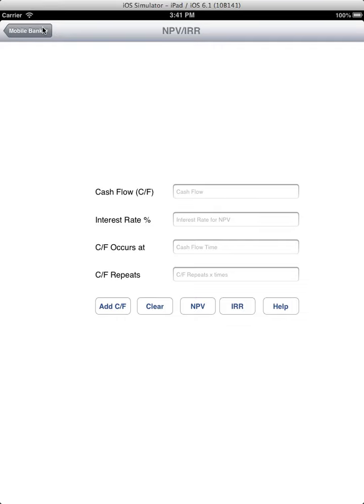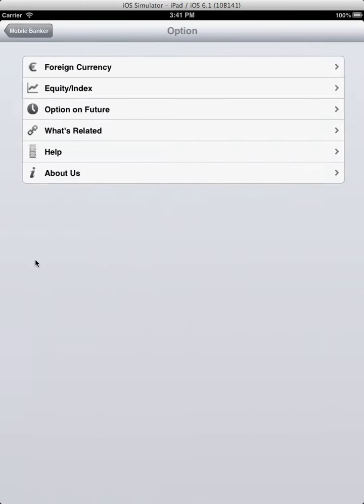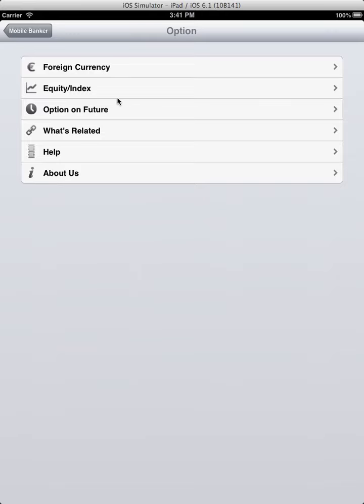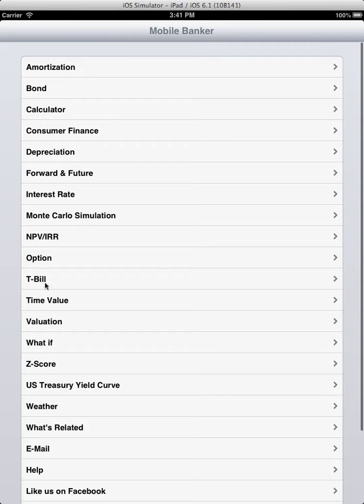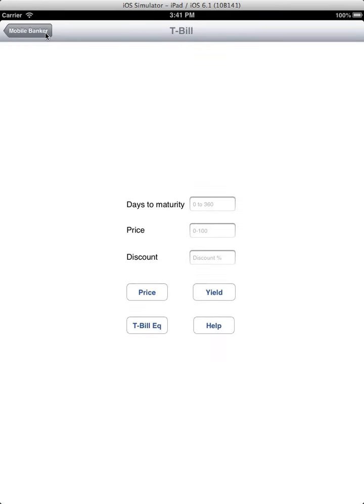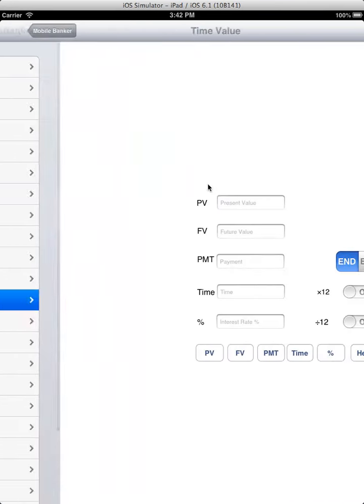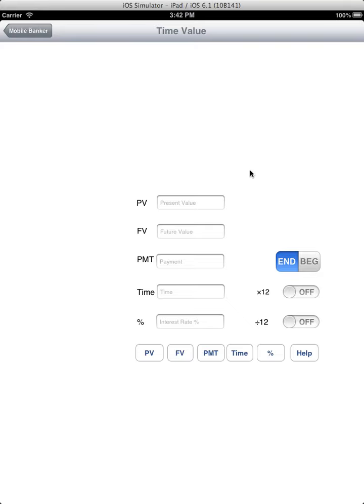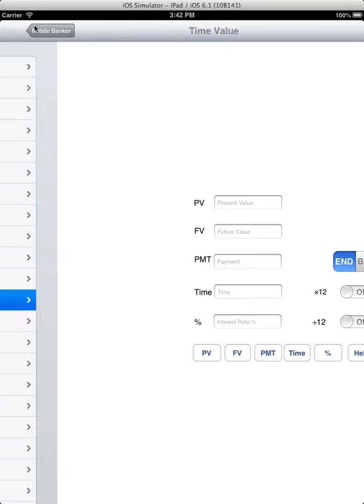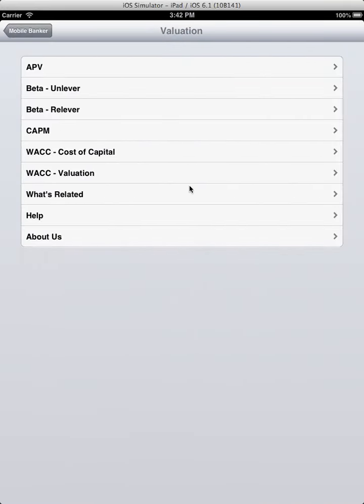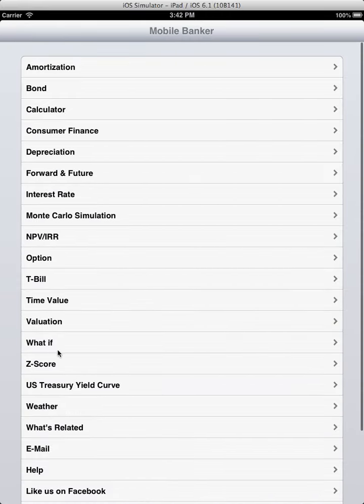IRR. You can calculate an NPV and IRR of any series of cash flows. It covers options, foreign currency option, equity or index option, option and future, and it covers T-bill and time value. It covers present value, future value, payment, time, and it covers valuation, APB valuation, beta, unlever, relever, CAPM, weighted average cost of capital, valuation.